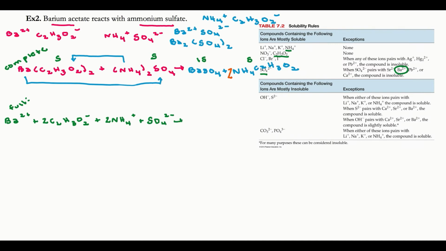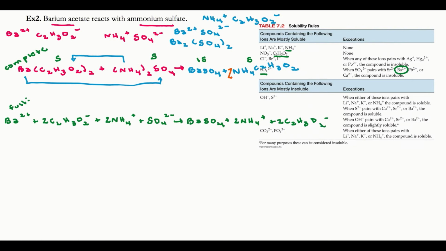Since barium sulfate is insoluble, I'm just going to write it as BaSO4. Okay. My other product is ammonium acetate, which is soluble, so I'm going to break it up into its ions. So I have 2 ammoniums, NH4+, and I have 2 acetates. Okay. So that is my full ionic.